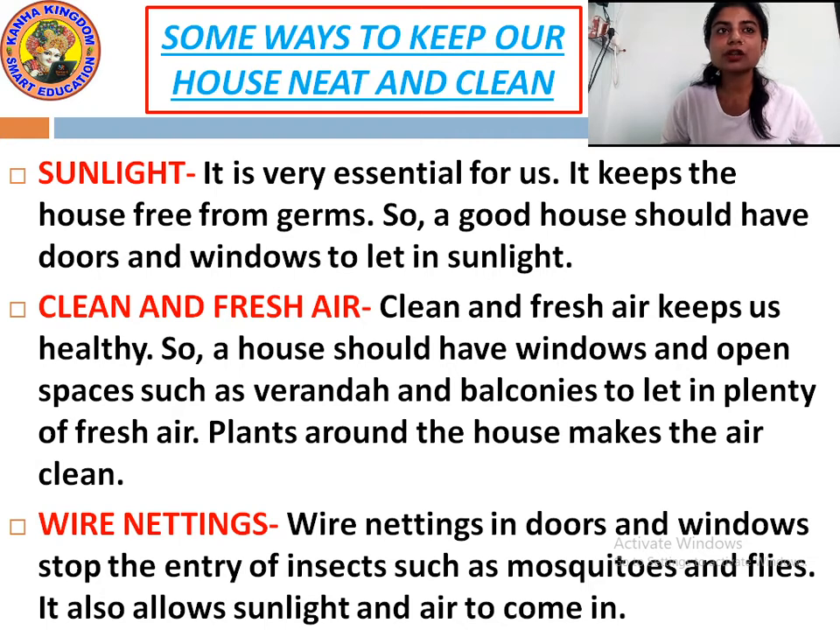So a good house should have doors and windows to let in sunlight. Well lit means to let in the sunlight. We should let the sunlight in our houses. This sunlight is very essential for us. Why? Because it keeps the houses free from germs. And a good house should have doors and windows so that the sunlight can enter into our house.